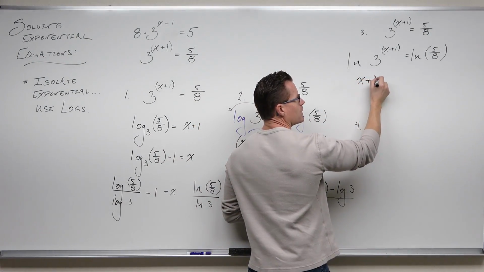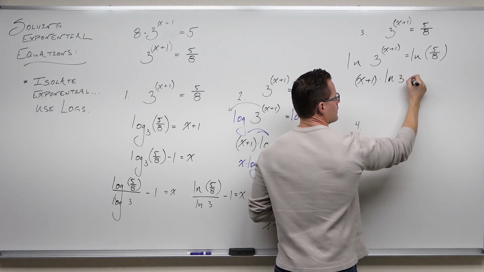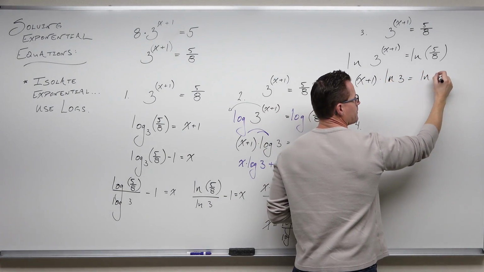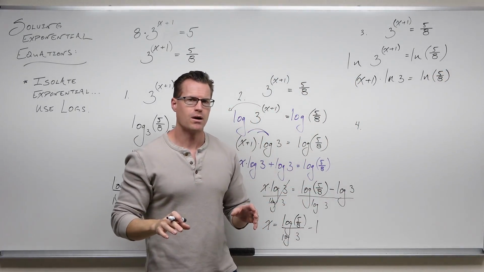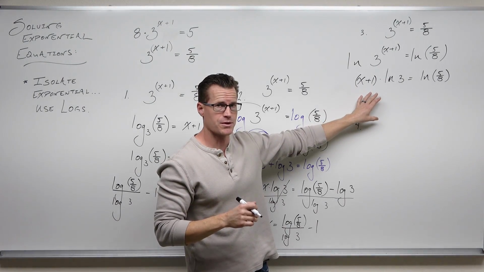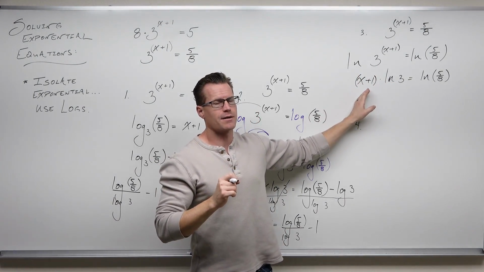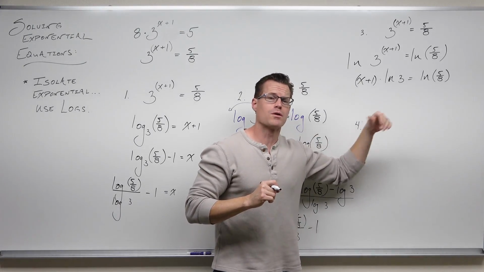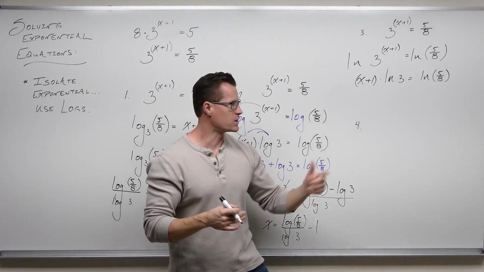So that's x plus 1 ln 3 equals ln 5/8. Think in your head right now, do I absolutely have to distribute this? Do I absolutely have to have it in parentheses? Yes. Do I absolutely have to distribute this? Not if there's no other x's, but if there are, then yes. So this is a choice you make right now. This is the only time you get a choice, is when you don't have any other x's.